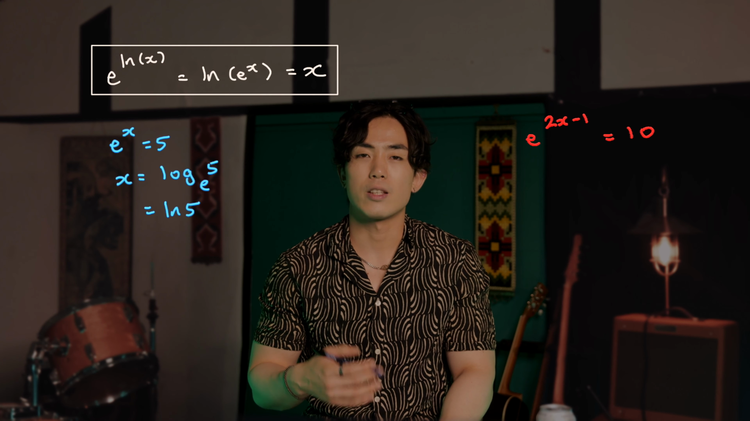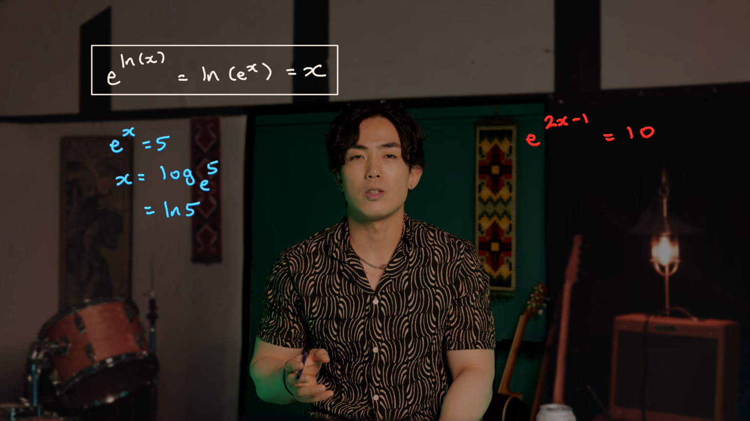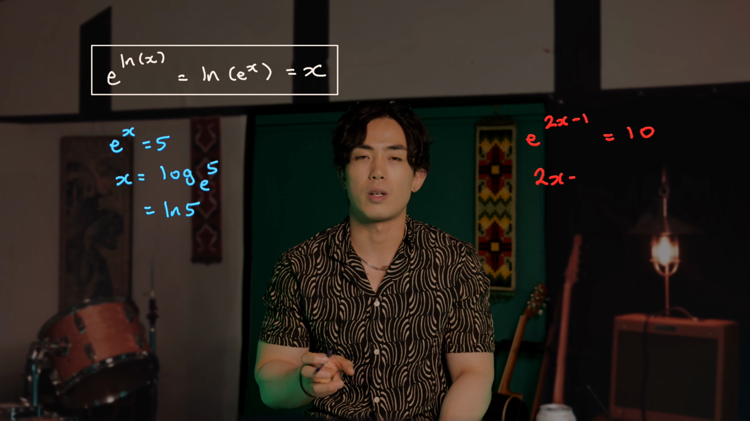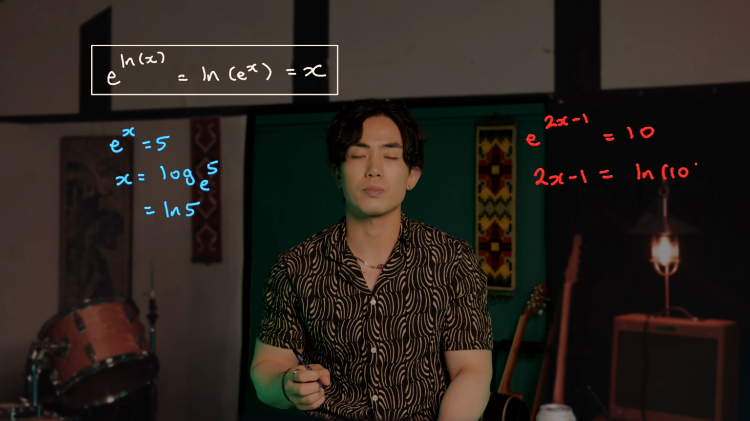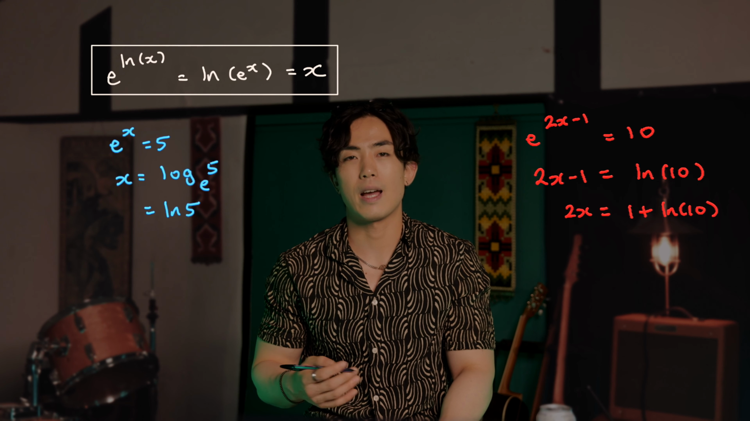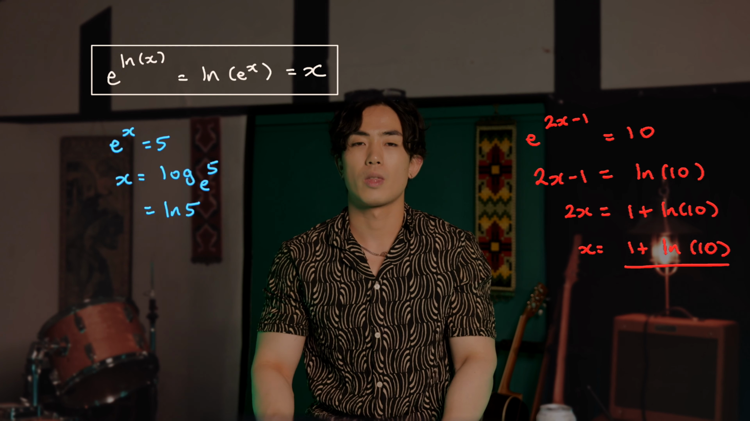Let's try another one. So if we have e to the 2x minus 1 is 10, then what I can do is bring the power down, so 2x minus 1 is equal to ln 10. Rearranging for x, I get x is equal to (1 plus ln 10) over 2.